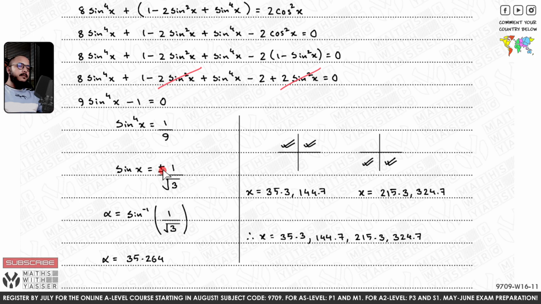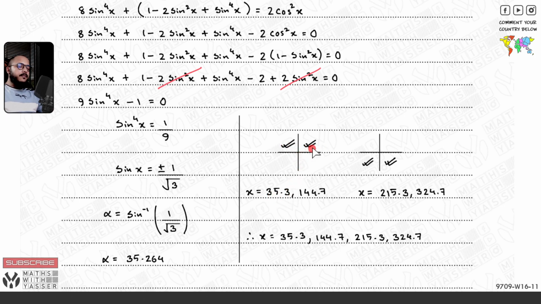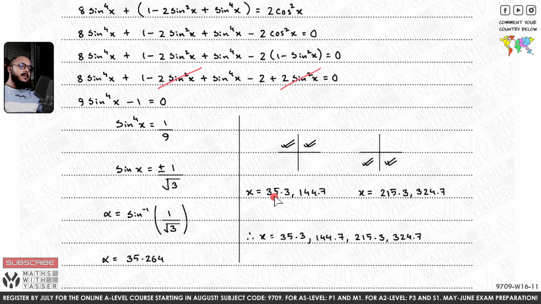When sine is positive, it lies in the first and second quadrant. And the limit that we were provided with was x lies between 0 and 360. So we can take both of these quadrants. So for the first quadrant, the basic angle will be the actual angle, which is 35.3 if you correct it to 3 significant figures. And for the second quadrant, it will be 180 minus the basic angle, which is 144.7.